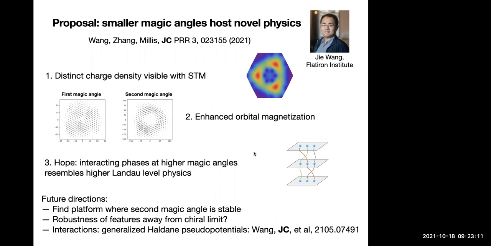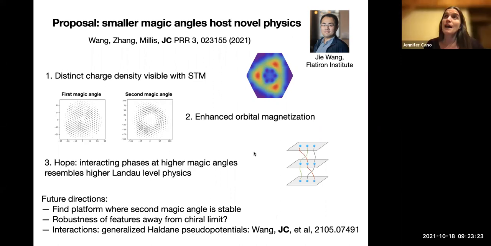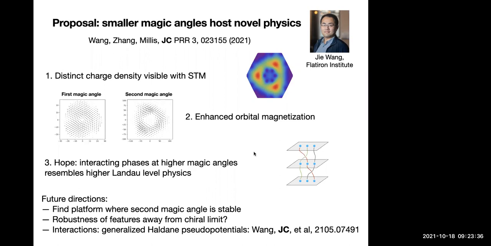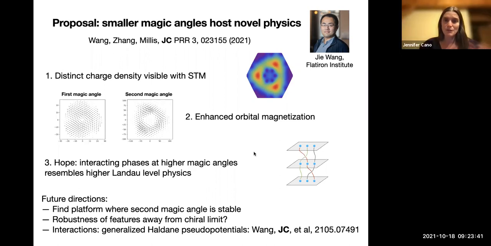So maybe a quick question. Has there been any, say, DFT calculation on the second magic angle, on how good the approximation of the chiral limit is? Yeah, that's a great question. I don't think so. I haven't seen any ab initio calculations for anything except for the first magic angle. And because the angle is smaller, the unit cell is going to be that much bigger. So it's definitely going to be a more difficult calculation for something that already was quite difficult.